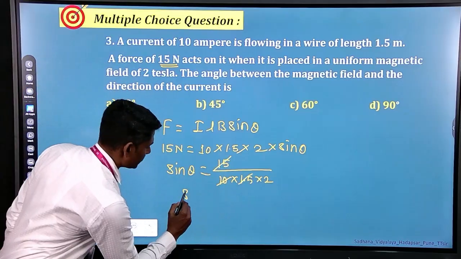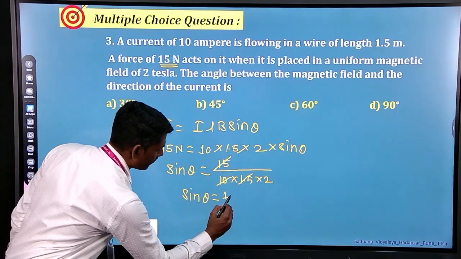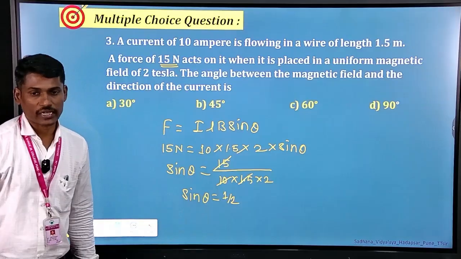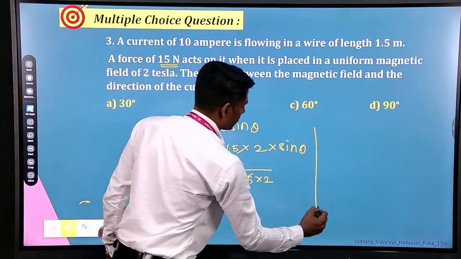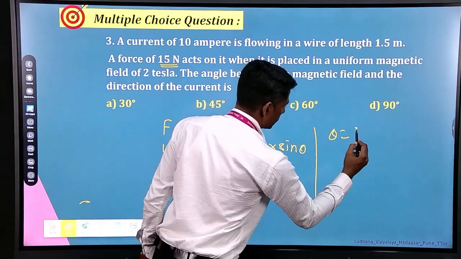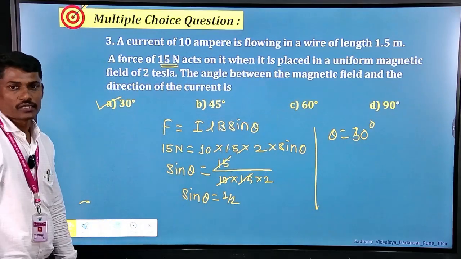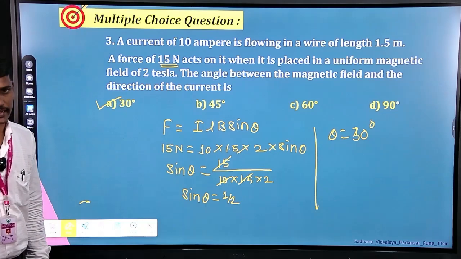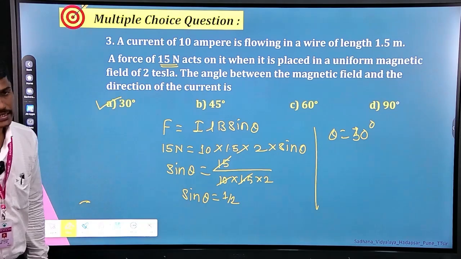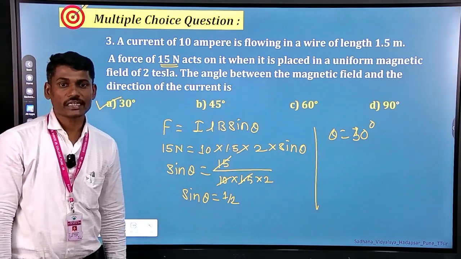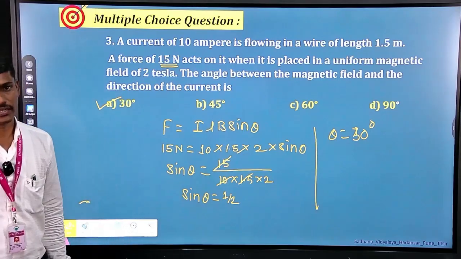Here we get sin theta is equal to half, and we know that the theta is equal to what? 30, because sin 30 is half. So the angle theta is equal to 30 degree. So the answer is first A, 30 degree. This is the correct answer, right? This is one of the simple MCQs based on the force acting on a straight conductor in a magnetic field, right?